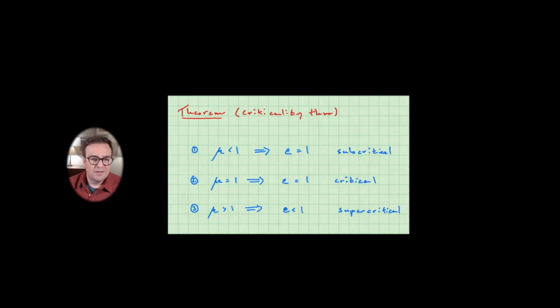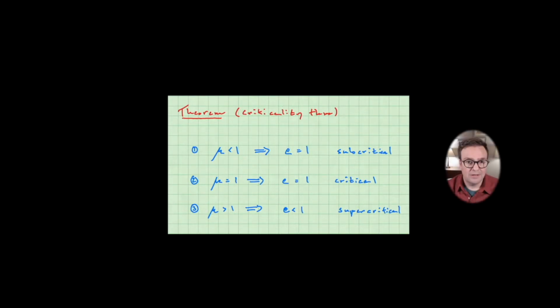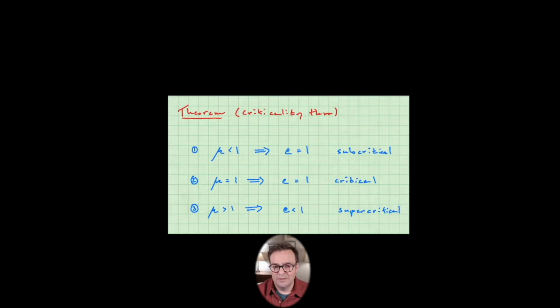Hi everybody. In today's lecture we're going to finish off our discussion of branching processes. We're going to look at one last theorem, the criticality theorem, that relates mu to the probability of extinction. And then we're going to try out our knowledge on a little example problem, a sort of a contrived one.